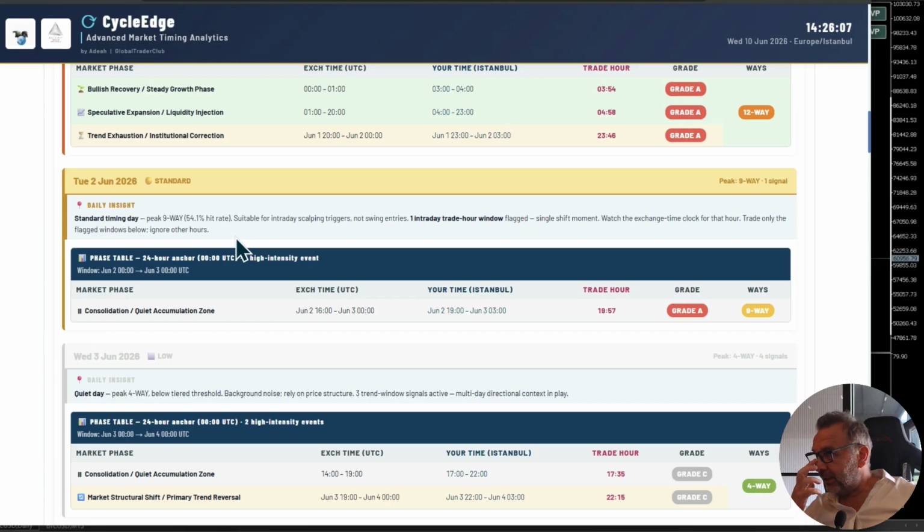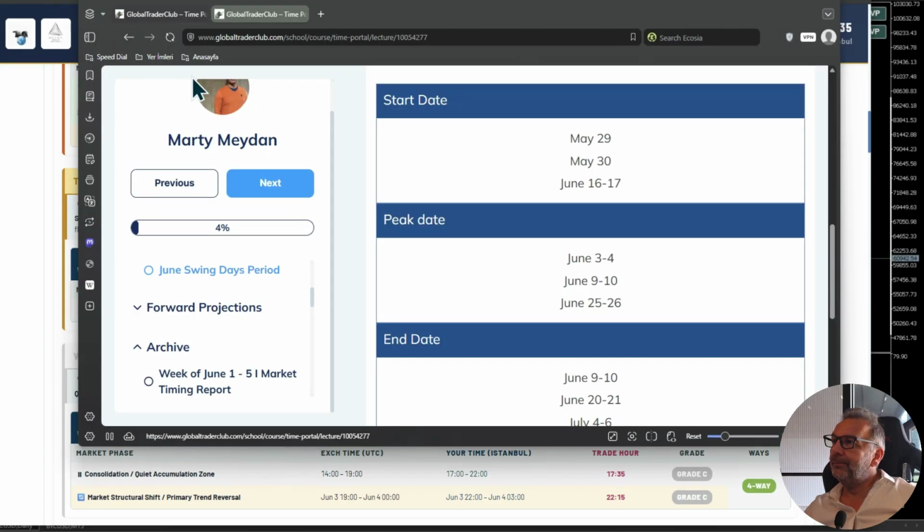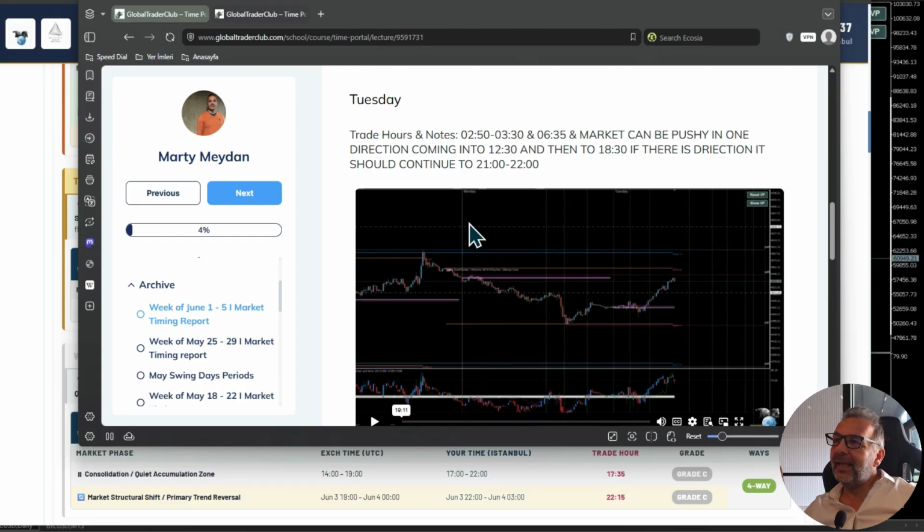daily, and here I've got a peak 9-way, 54.1% hit rate. It says consolidation, quiet accumulation zone. 1 intraday trade hour window flagged, single shift moment. Okay, so this is going to be important for us. It's a shift moment. Watch the exchange time clock for that hour. Trade only the flagged window below, ignore other hours. This is 8 o'clock. If you are in the members area, obviously you're going to take into account my hours as well if you're using them.